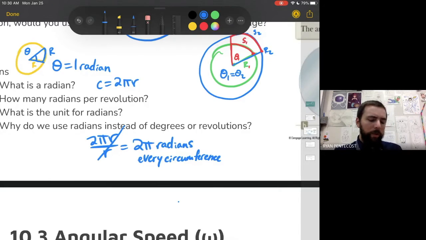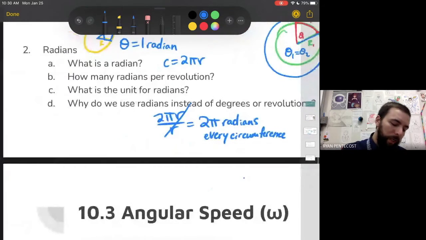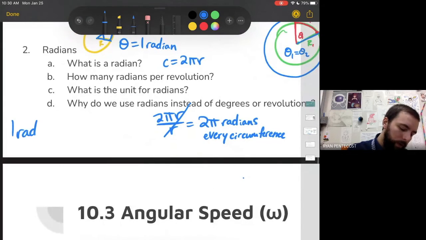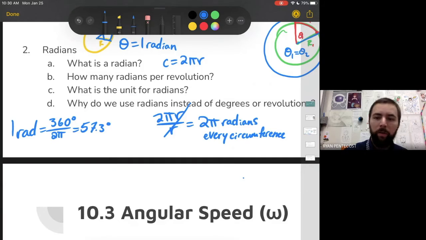Now, if you want to know what 1 radian is in degrees, if you take 360 degrees and divide that by 2 pi, you get 57.3 degrees. That is what 1 radian is equal to in degrees. Now, we're going to abandon degrees for most of this chapter, if not all of it. The only reason we would use degrees is if the problem gives us degrees and we have to put it back into radians. But 1 radian is 57.3 degrees. Multiply 57.3 by 2 pi, and you're going to get 360 degrees.